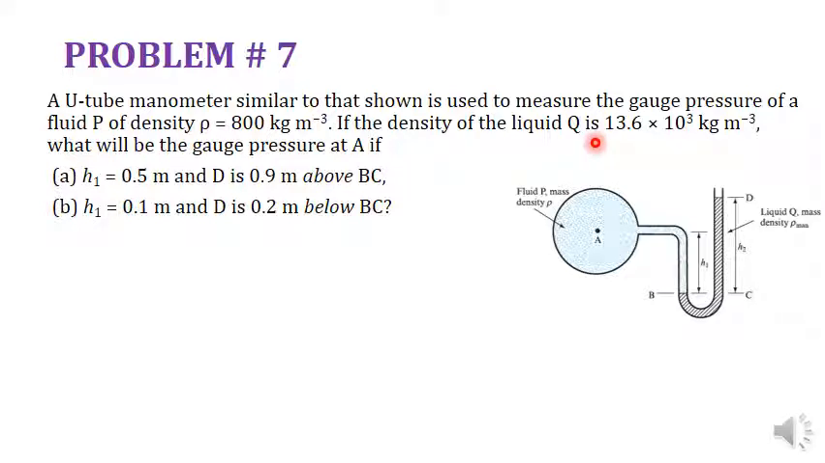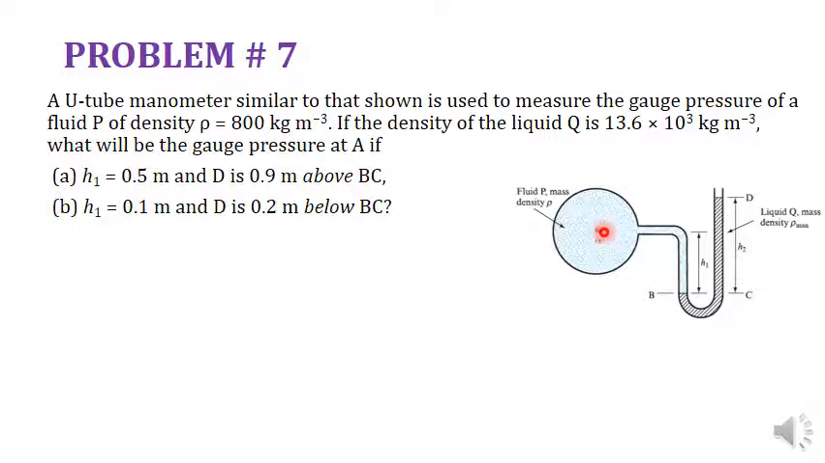If the density of the liquid Q is given, what was the liquid Q? In theoretical part 2 we have discussed it in detail, and in the figure this liquid Q has also been given. This liquid Q is actually the manometric fluid that has been shown by the hatched line in this U-tube. So this is the manometric fluid, and it has a density of 13.6 into 10 raised to power 3 kg per meter cube. The density is given for the manometric fluid, and also for the fluid for which the pressure intensity is required. What will be the gauge pressure at point A?